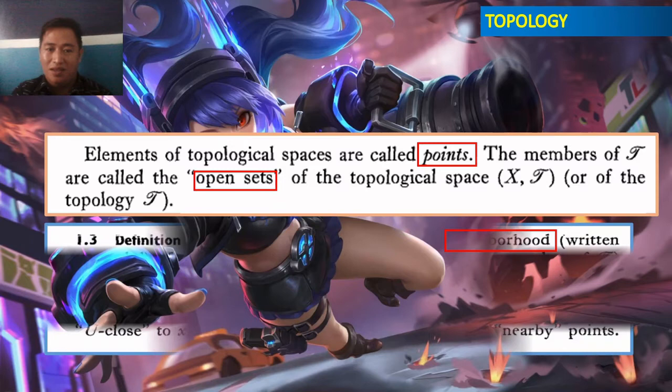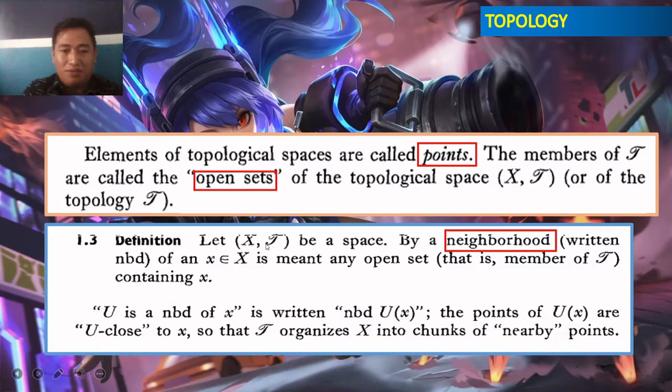So let X, tau be a space. By a neighborhood, written NBD, of an element x in X is meant any open set, a member of tau, containing x. So a neighborhood of x is any open set in tau that contains x, and there can be many neighborhoods of x. So U is a neighborhood of x, written NBD U of x. The points of U are close to x. So the tau organizes X into chunks of nearby points.